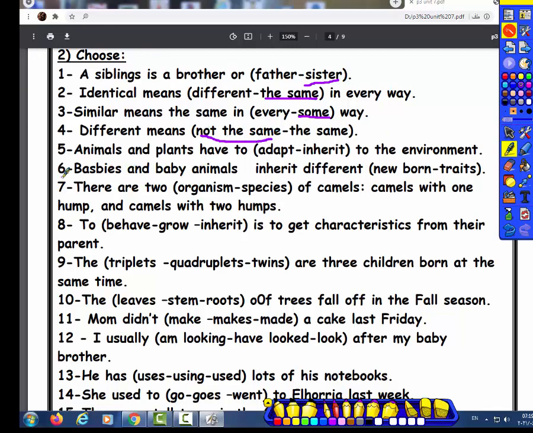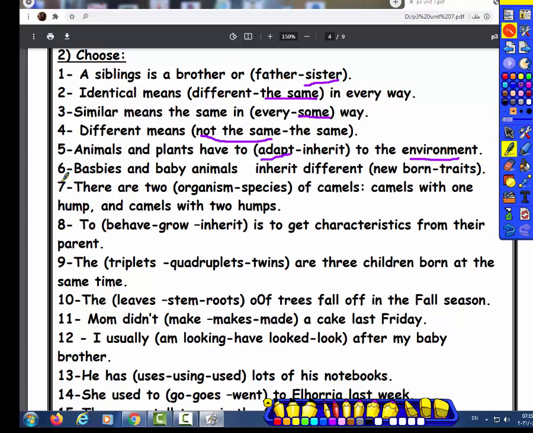Number 5. Animals and plants have to adapt or inherit to the environment. Environment means home or habitat. It's like a home. Like the camel. The camel has homes to adapt with the environment. Adapt means change to suit your environment. Adapt.